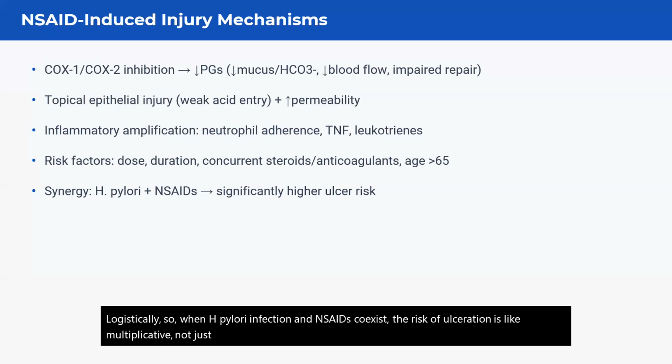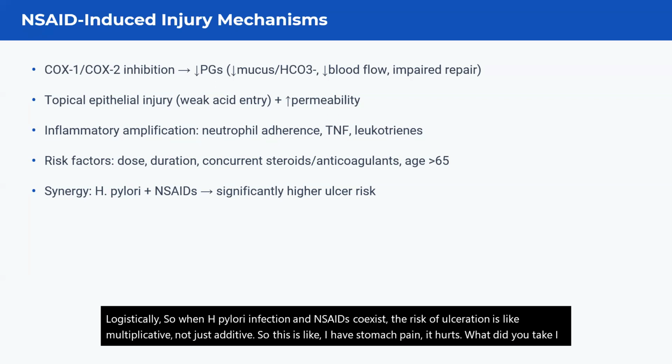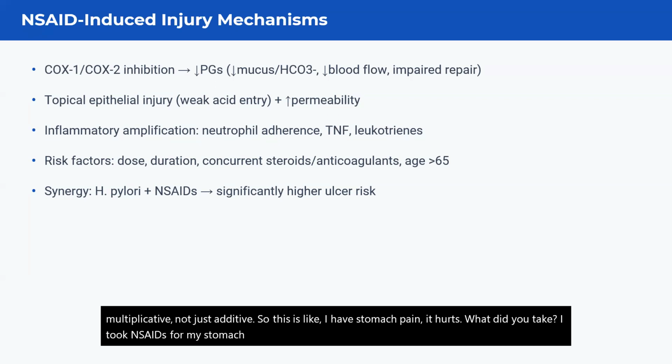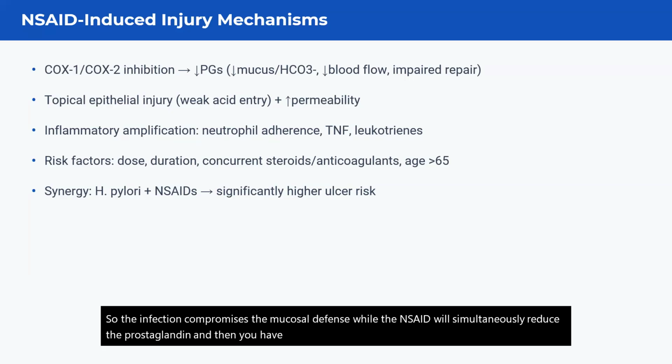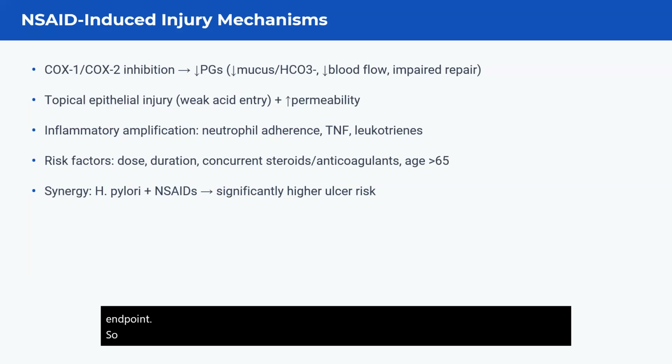So this is like, I have stomach pain, it hurts. What did you take? I took NSAIDs for my stomach pain. See the problem? You've already insulted the bowel twice. So the infection compromises the mucosal defense, while the NSAID will simultaneously reduce the prostaglandin. And then you have two distinct pathways that are converging on the same endpoint. And so this is why this can be quite problematic.